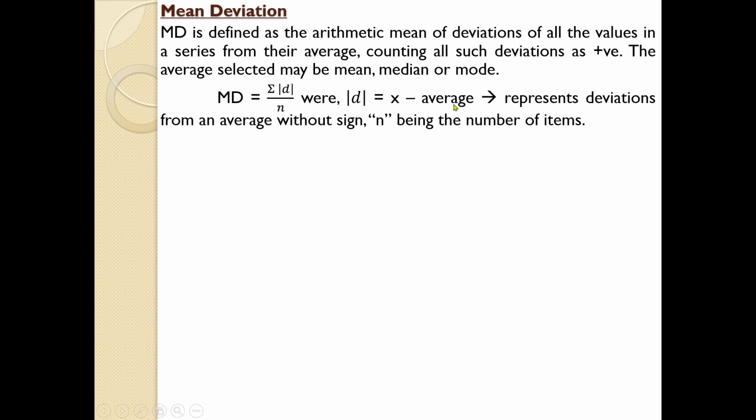So x minus average means if you are using mean, you need to take the deviations from the mean value. If you are using the median method, you need to take the deviation as x minus that median value. Similarly, the same case for mode. So it represents the deviation from an average without sign. Without sign means we will be neglecting the sign of that particular computation. N being the number of items. N means number of items. We all know the meaning of small n.